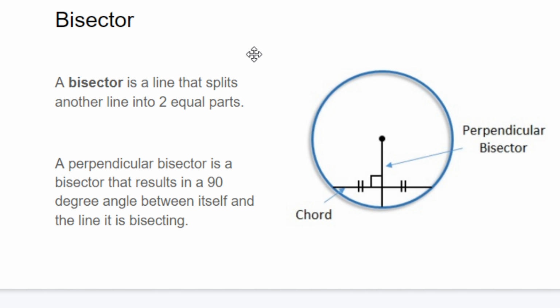And I just want to talk about the term bisector for you guys. A bisector is a line that splits another line into two equal parts, or splits something else into two equal parts. So a perpendicular bisector is one that results in a 90-degree angle between whatever it's splitting and itself. In this example, we have the radius coming out here, and it's perpendicularly bisecting this chord. So it's splitting this side and this side into even parts. And this one is a perpendicular bisector because it has a 90-degree angle there.